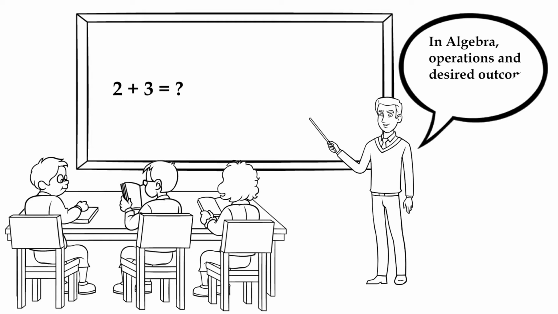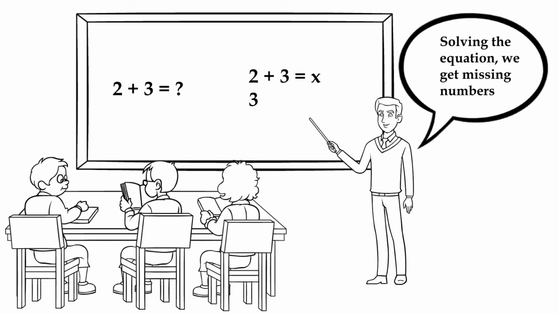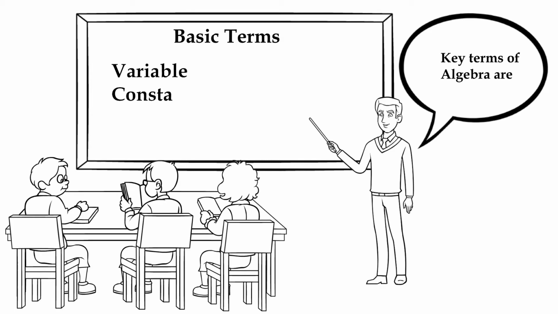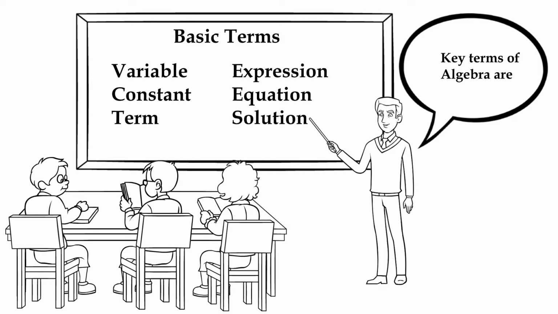But in algebra, one or more numbers are not known. The question is always given in the form of an equation, with the set of operations and desired answer. We have to derive the value of unknown elements from them. For example, in arithmetic, the question will be, solve 2 plus 3. In algebra, the same question will be 2 plus 3 is equal to x. Find x. Or, 3 plus x gives 5. What is x? The basic terms that are important in algebra are variable, constant, term, expression, equation, and solution. Let us see each of them in detail.